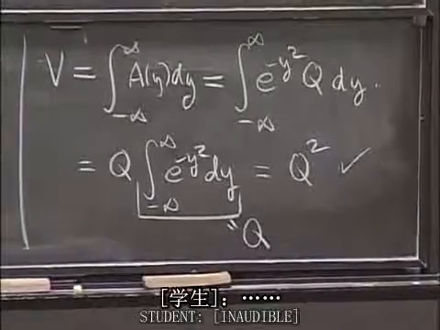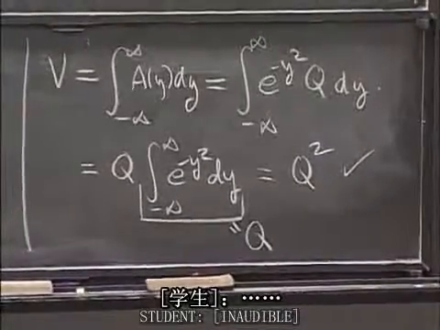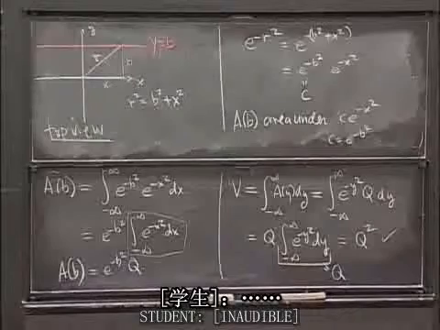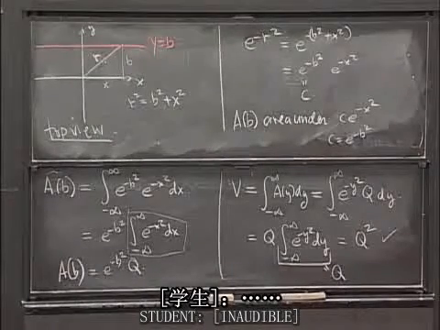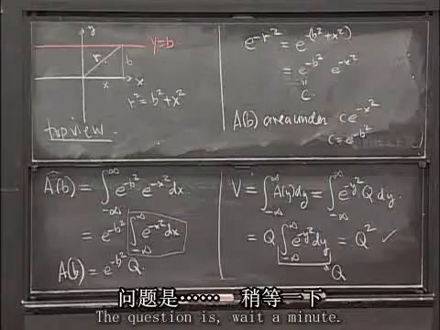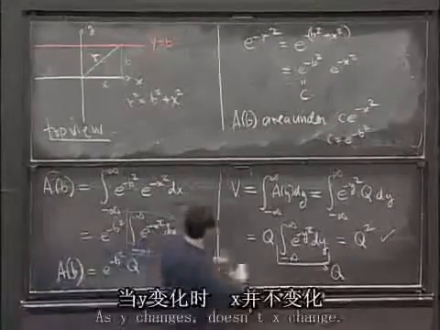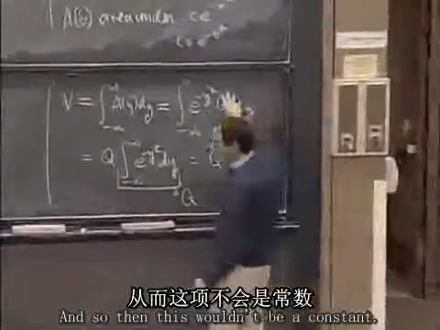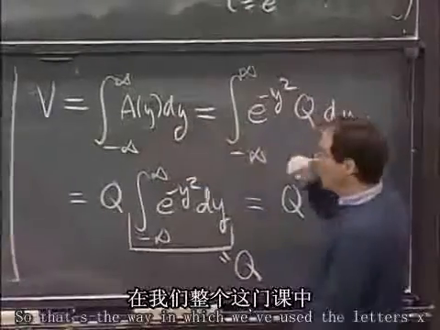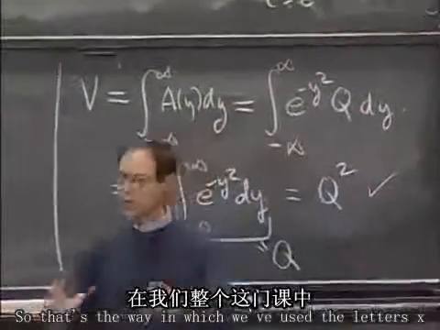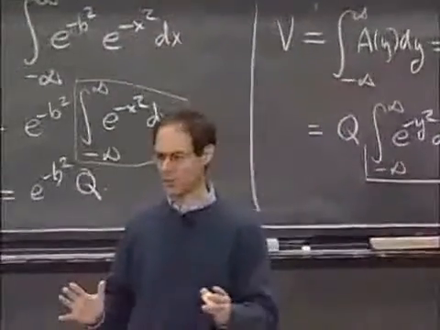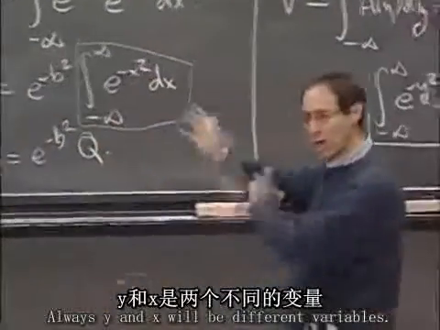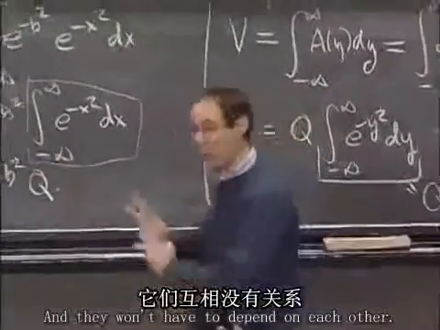It's a real miracle. Yeah? How can you factor out the q there? Because I see how it depends on x. And if you're integrating with respect to y, as y changes, doesn't x as well? Great question. The question is, wait a minute, as y changes, doesn't x change? And then this wouldn't be a constant. All right? So that's the way in which we've used the letters x and y in this whole course. When you get to 1802, you'll almost never do that. Always y and x will be different variables, and they won't have to depend on each other.